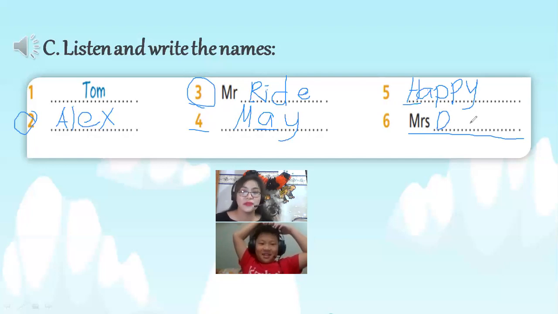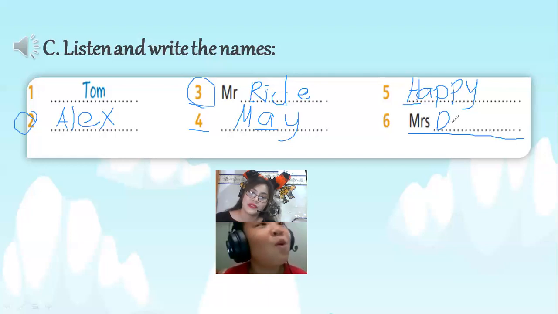Okay, D. Duck. How do we spell the name duck? I can do it. D. U. Okay. Duck. C. Okay. Very good.